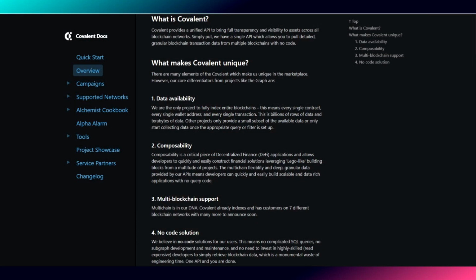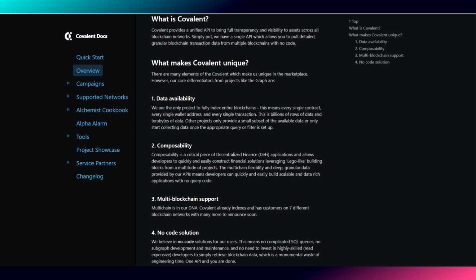Okay, so how does Covalent set themselves apart from, for example, The Graph? Well, I'm gonna rely a little bit on how they say they are distinct. First of all, they index the entire blockchain, which means every single interaction, every wallet, you name it, all of the data is there. Then, of course, there is the multiple blockchain support. Now, I do think The Graph also has multiple blockchain support. There may be differences there, or more or less.